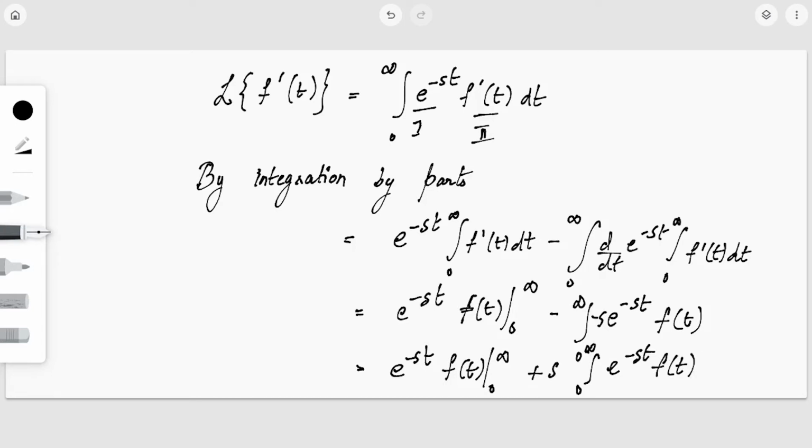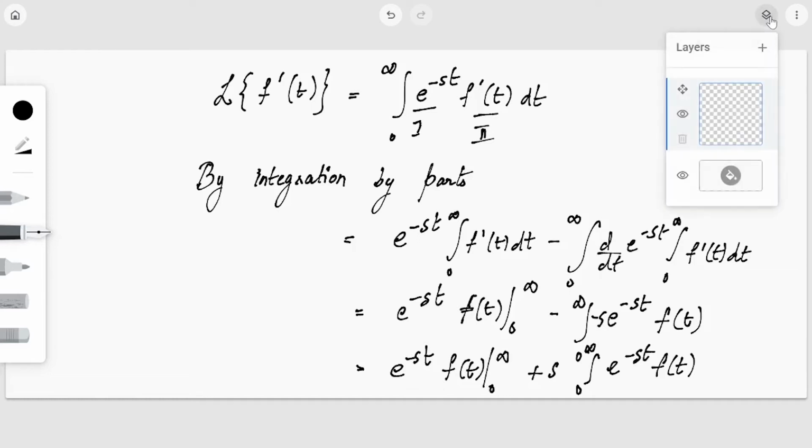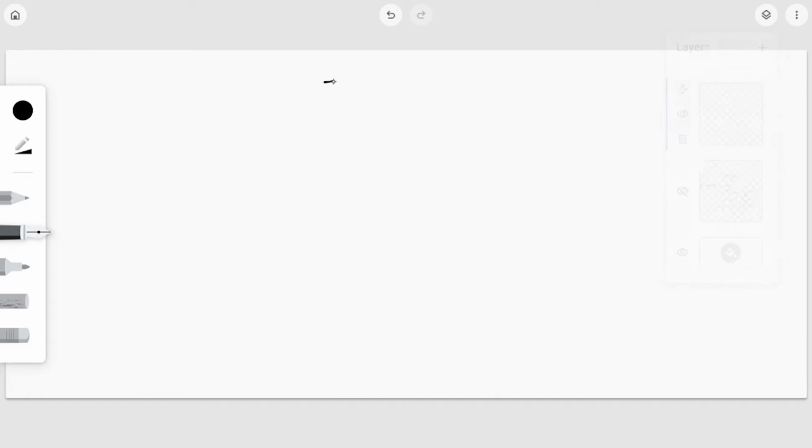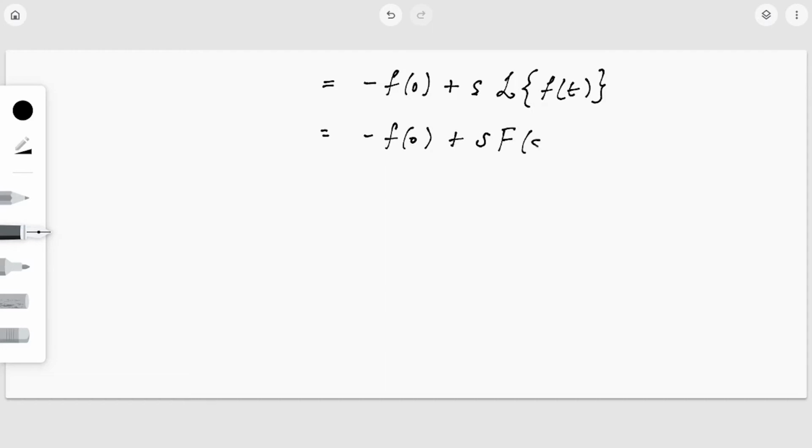f(t). When we apply the limit here, e^(-infinity) is 0, so the first term is 0, minus e^0 which is 1, so we get f(0). So the value will be minus f(0) plus s times the integral from 0 to infinity of e^(-st) f(t), which is the Laplace transform of f(t), or I can write this as minus f(0) plus s F(s).